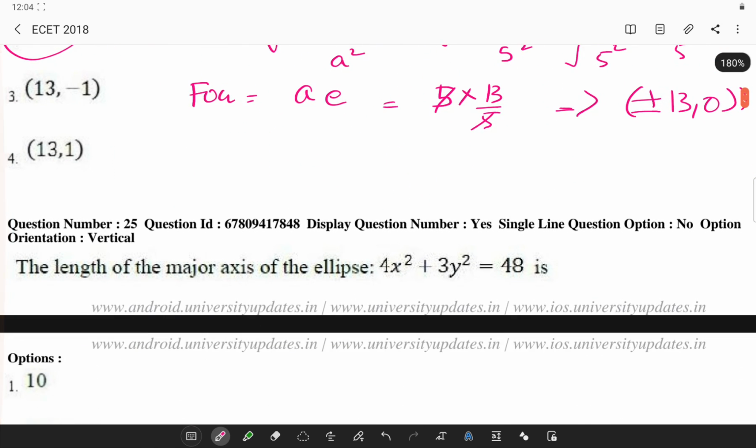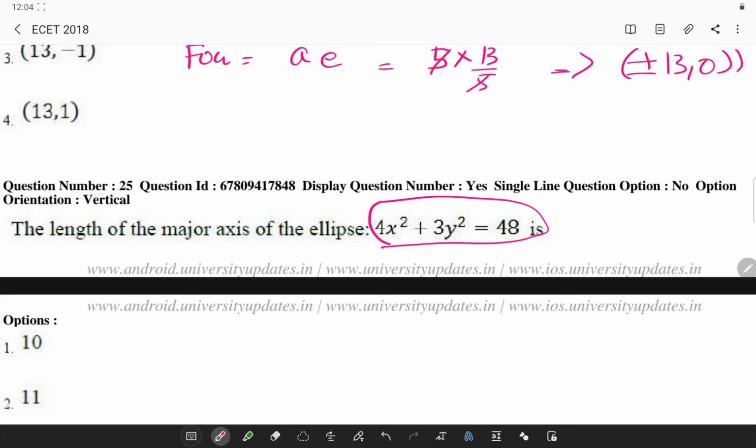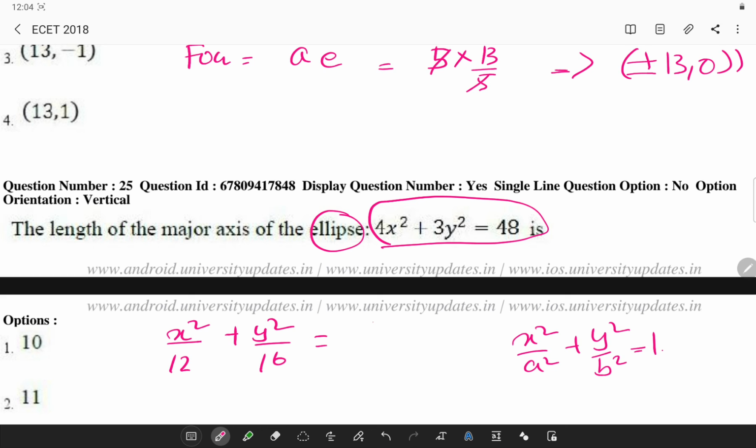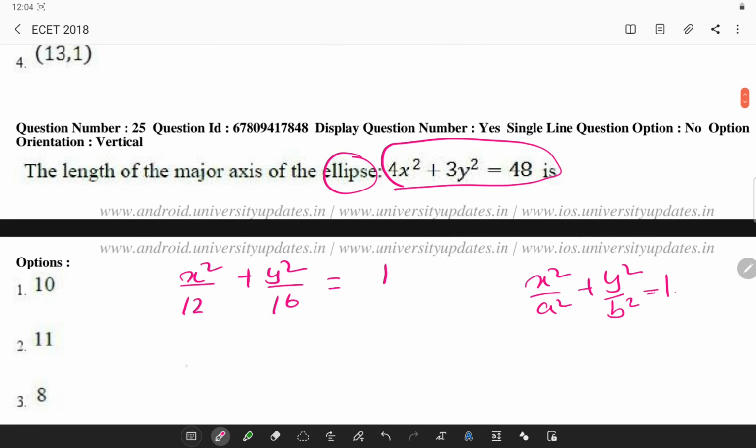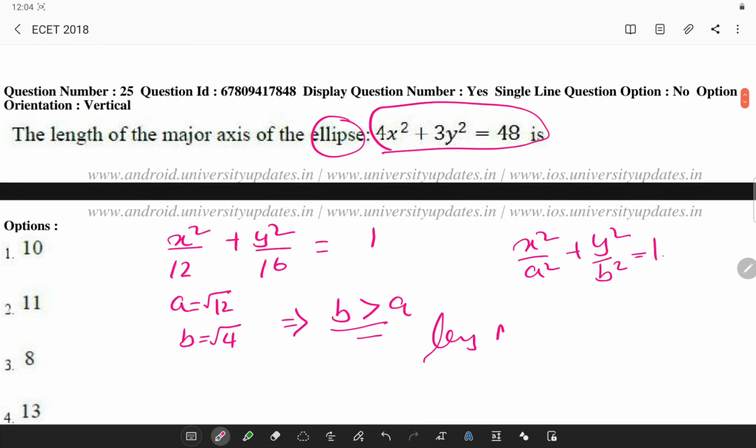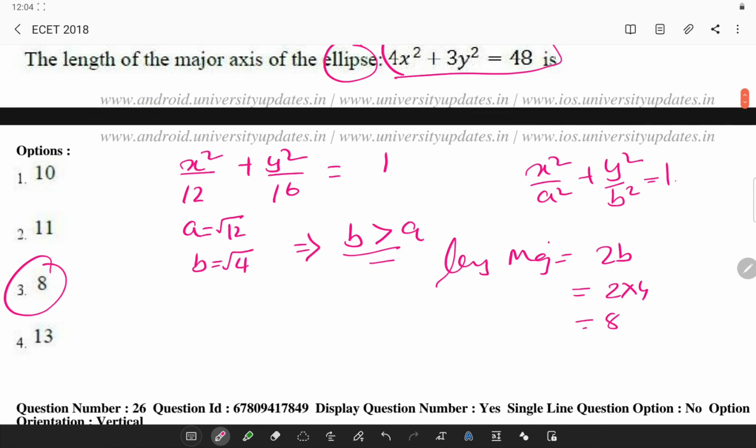So the next question is related with matrices. So it is generally in the form of x square by a square plus y square by b square is equal to 1, the ellipse equation. So I am multiplying both the sides with 48, so that I'll be left with x square by 48 divided by 4 is 12, and y square by 48 divided by 3 is 16, and I'll be left with 1. So I have a is equal to root 12 and b is equal to root 16, and here b is greater than a. The length of major axis is simply 2 into b, or 2 into 4, which is 8.